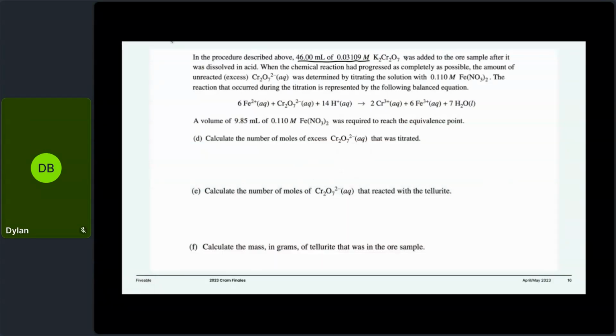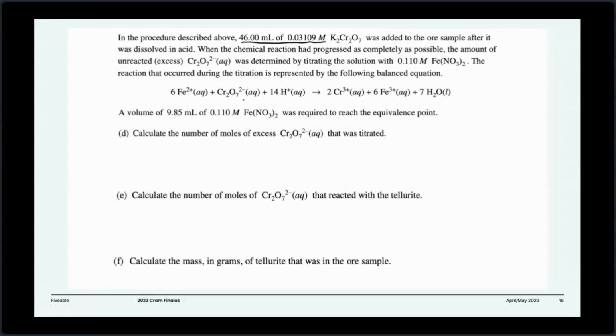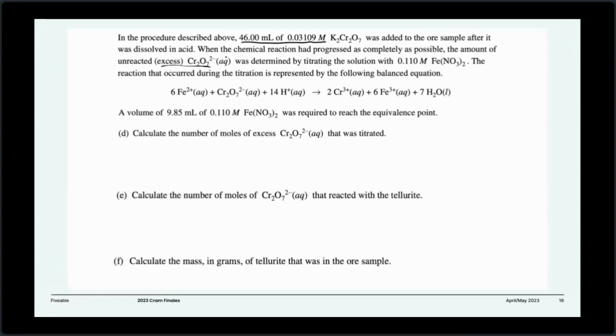K2Cr2O7 was added to the ore sample after it was dissolved in acid. The amount of unreacted excess Cr2O7 was determined by titrating the solution with 0.11 moles of Fe(NO3)2 in the reaction represented above, right here in the balanced equation, and a volume of 9.85 milliliters of the 0.110 molar Fe(NO3)2 was required to reach the equivalence point. It's asked to calculate the number of moles of excess Cr2O7 that was titrated.